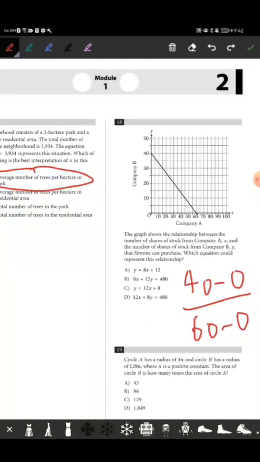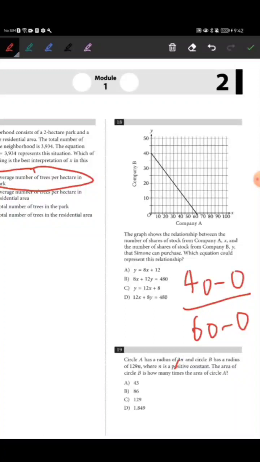So 40 minus 0 over 60 minus 0, which is y2 minus y1 over x2 minus x1, which is the slope. So from here we can get the slope, which is going to be two over 3 x.